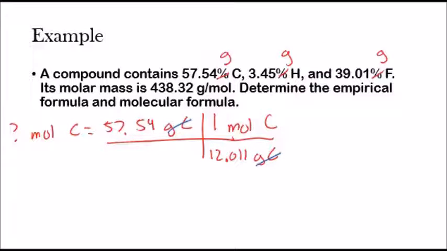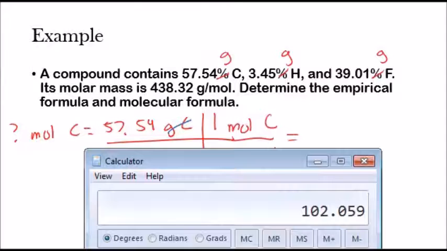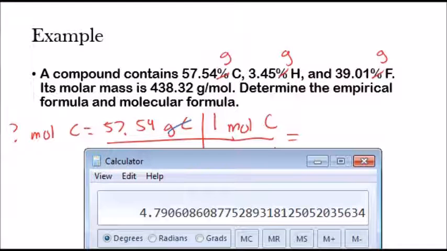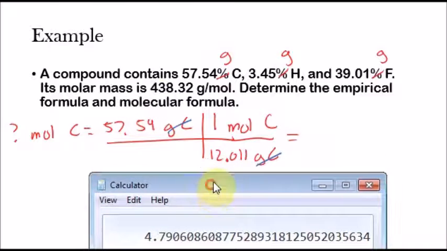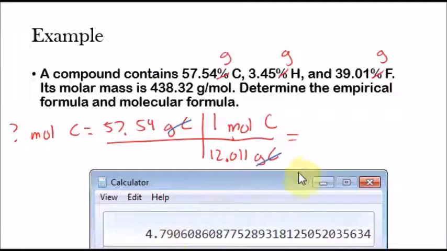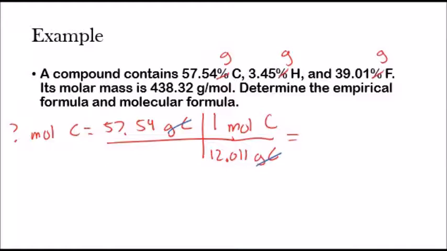So anyways, from here, grams of carbon cancels out with grams of carbon. We're left with moles of carbon, and then we can go ahead and do the math. 57.54 times 1 is 57.54. Divide that by 12.011. We're going to get this. Answer needs to be rounded to 4 significant digits, so 44.791 moles of carbon. Okay, let's move to the next element.